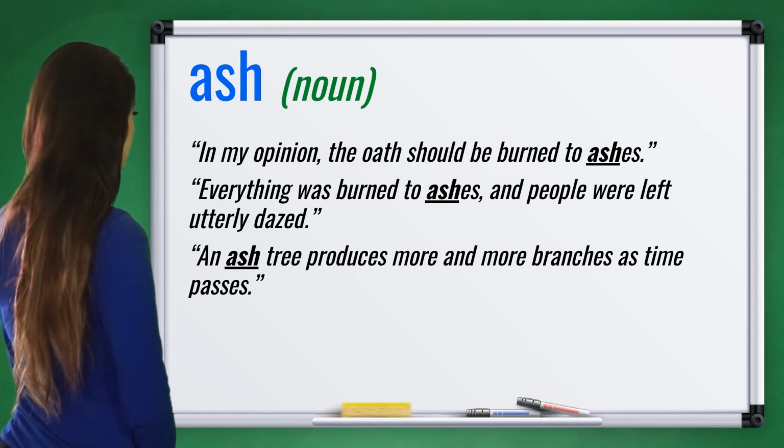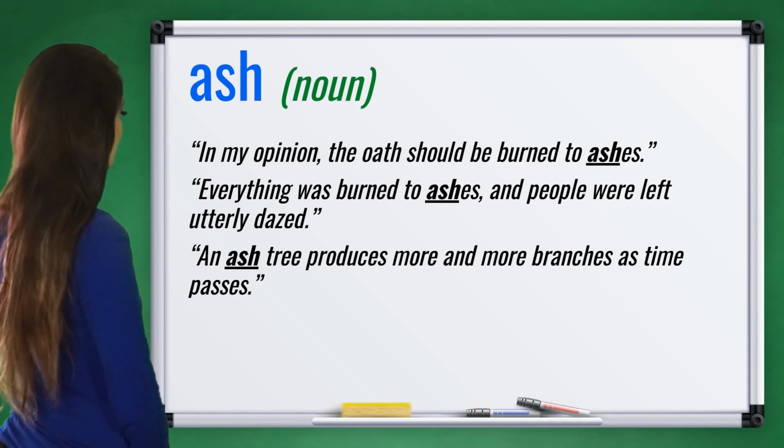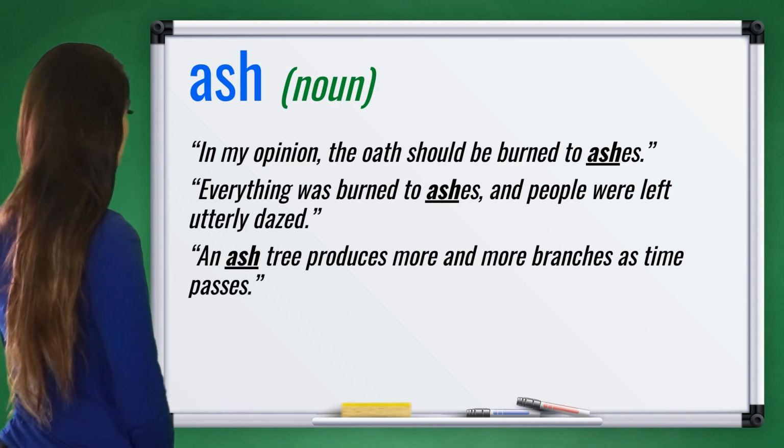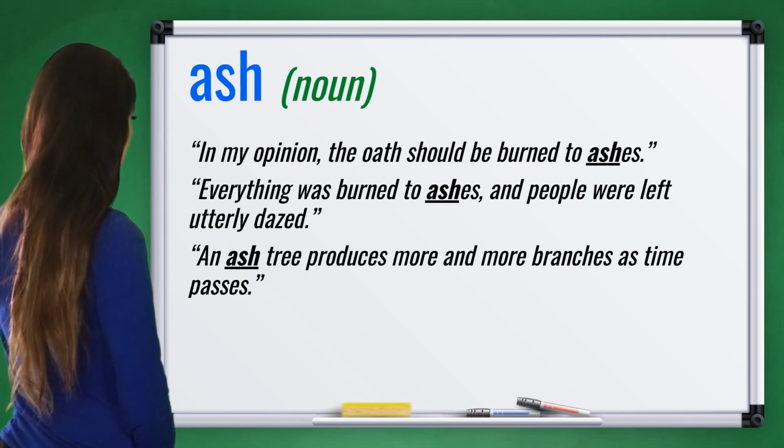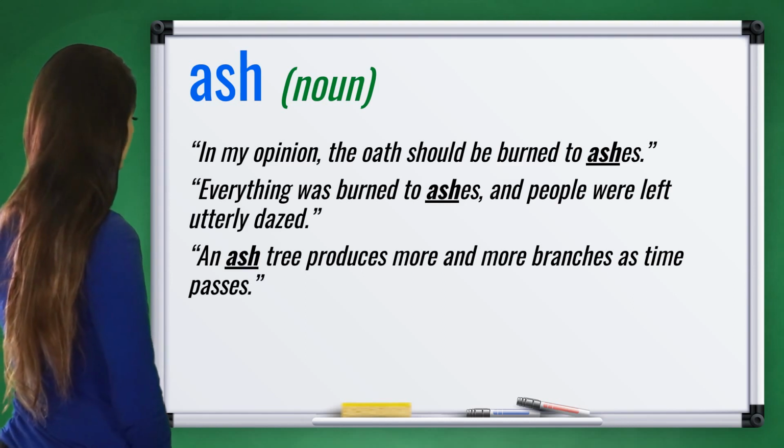The third exemplar. An ash tree produces more and more branches as time passes. Now, repeat after me. An ash tree produces more and more branches as time passes.